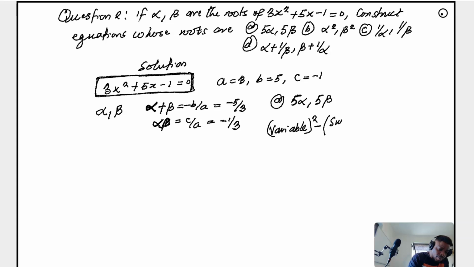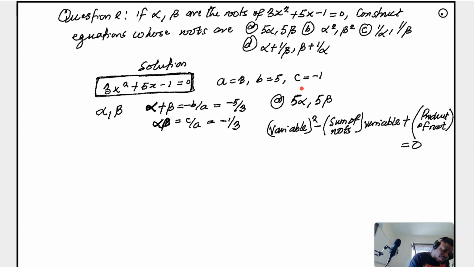Minus sum of roots times the variable, plus product of roots, is equal to 0. This is the formula we use. So here, in the equation given to you, we already know they're talking about variable x. So we already know here that our variable is x.